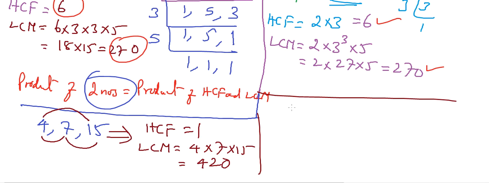Similarly, as in the case of two numbers, this is applicable to three numbers. Suppose we take 6, 18 and 24. Here HCF is easy. 6 is a factor of 18, and it's also a factor of 24. So in that case, HCF is 6.